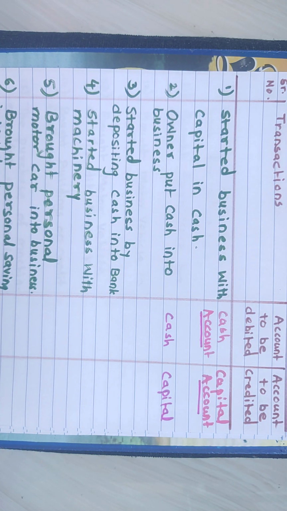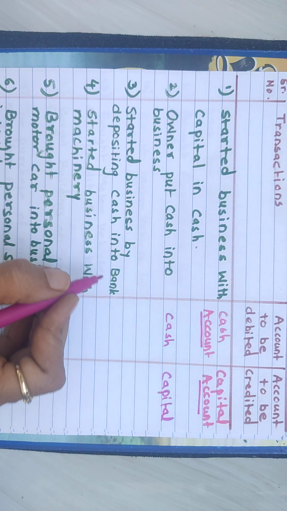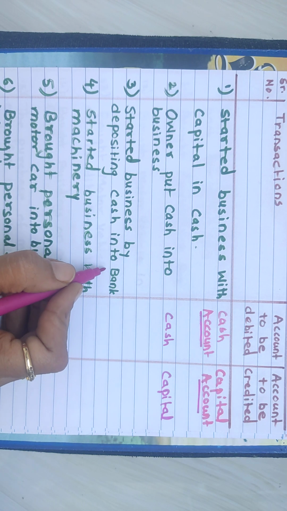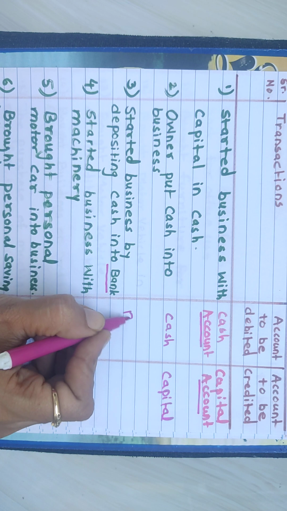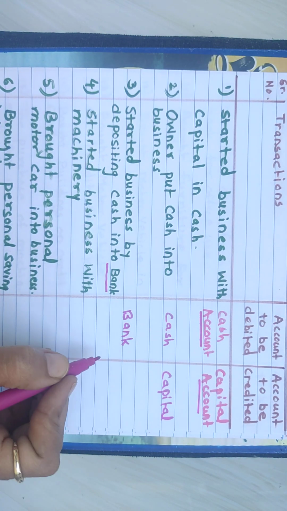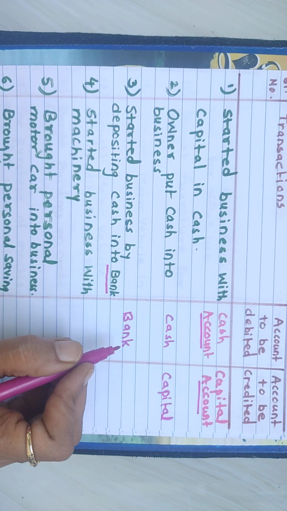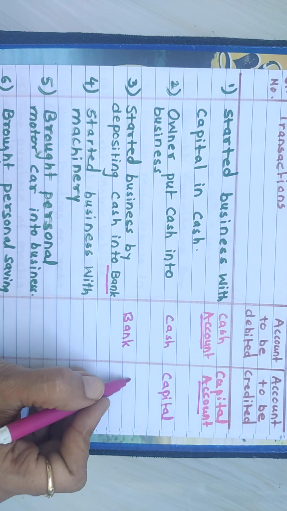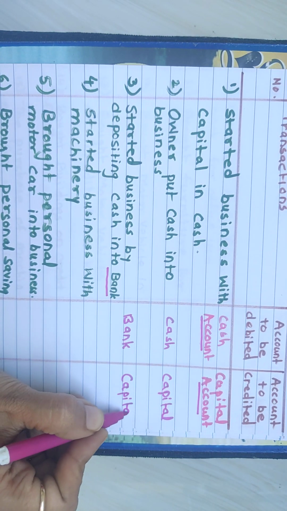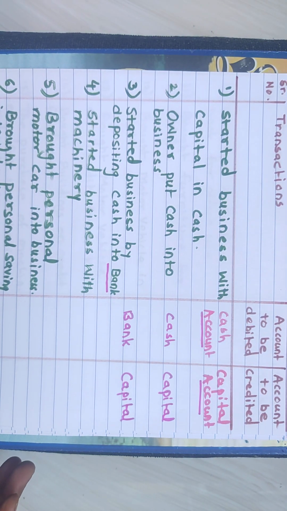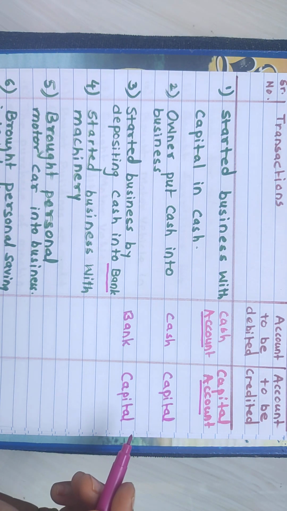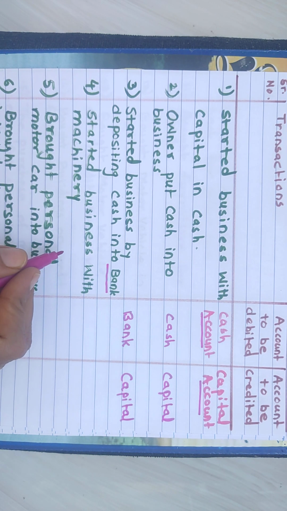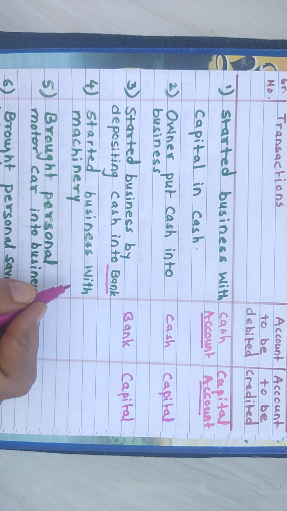Started business by depositing cash into the bank. See here the twist in the transaction: started business with cash, but that cash is put in the bank account of the business. So the asset bank increases, the bank balance of the business increases. So instead of cash you have to give debit to bank account and the other account will be the same. See, whenever the owner or proprietor brings something into the business, the account to be credited will be the same, that is capital.